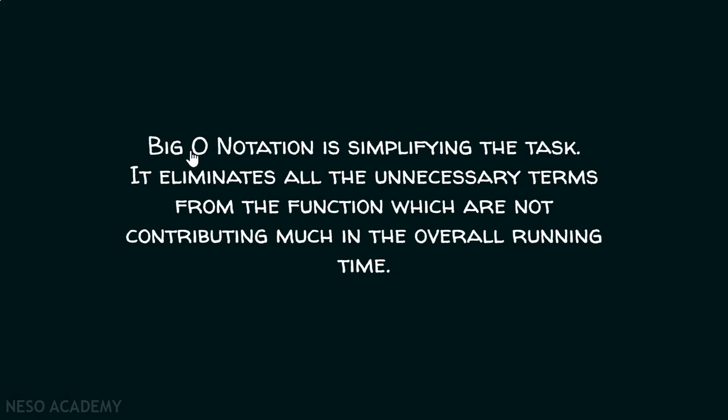Okay? Big O notation is simplifying the task, isn't that so? It eliminates all the unnecessary terms from the function which are not contributing much in the overall running time. In the previous example, you can see that constant 4 is not contributing much to the time, it's just a constant, while that n square is contributing much of the time. That is why we get big O of n square. So it eliminates all the unnecessary terms from the function which are not contributing much in the overall running time.